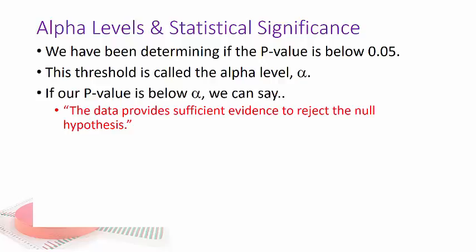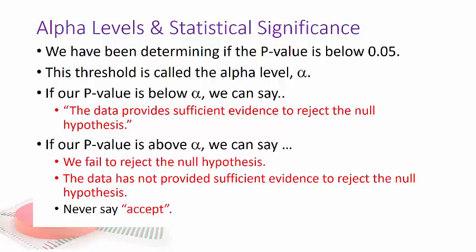Now, if our p-value is below alpha, we can say the data provides sufficient evidence to reject the null hypothesis. In other words, it's kind of unlikely to see this result given just normal variation. If our p-value is above alpha, that means our result is more likely just due to random variation, then we say we fail to reject the null hypothesis. The data has not provided sufficient evidence to reject the null hypothesis. Those are two ways to say that. Never say the words "we accept the null hypothesis." That's a big no-no. Occasionally I'll accidentally say it, but we don't do that.